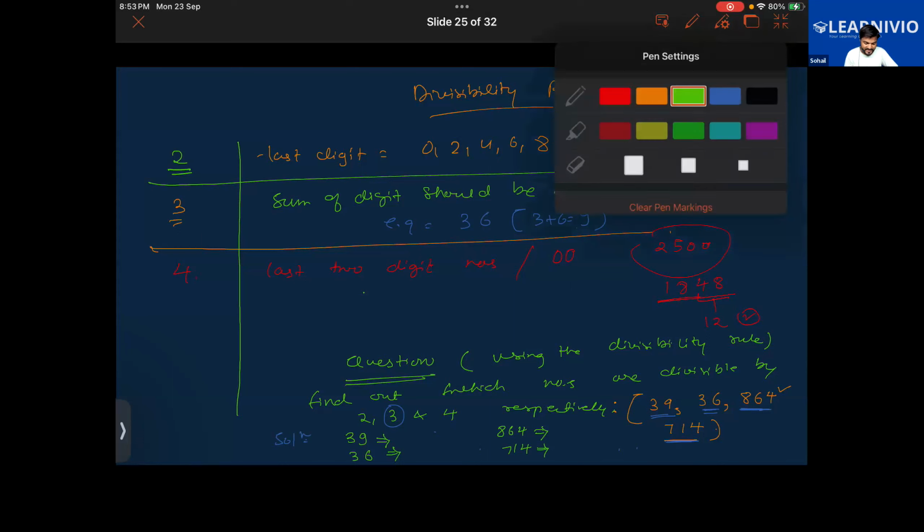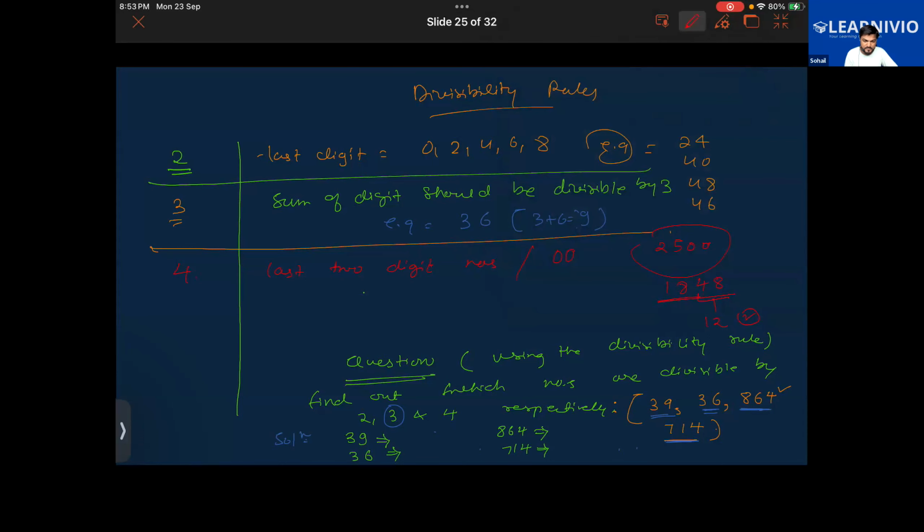Okay, Sumia, is 39 divisible by 4? No. 36? Yes, it is, because it comes in the table. Good. 864? Wait, I'm checking. Okay, I'm looking at the tables, I'm counting.